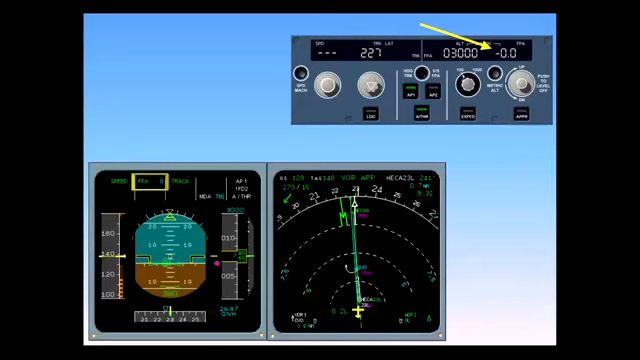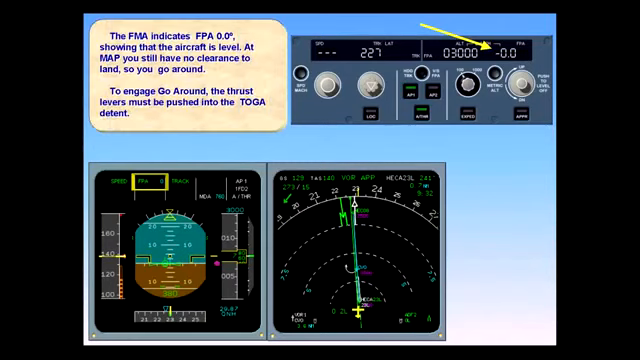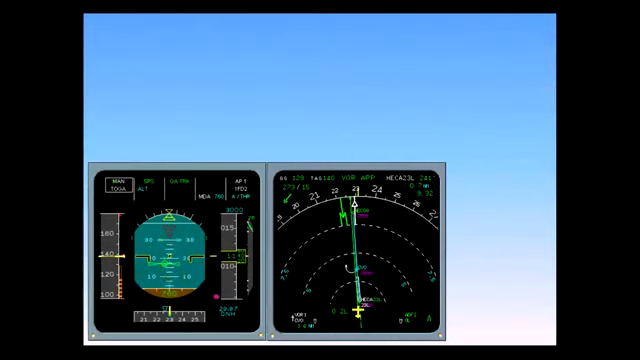To engage go-around, the thrust levers must be pushed into the TOGA detent. When the go-around mode is engaged, the FMAs indicate manual TOGA. Throttles are now manually controlled, since TOGA is beyond the auto-throttle engagement range. SRS, the vertical mode similar to takeoff.